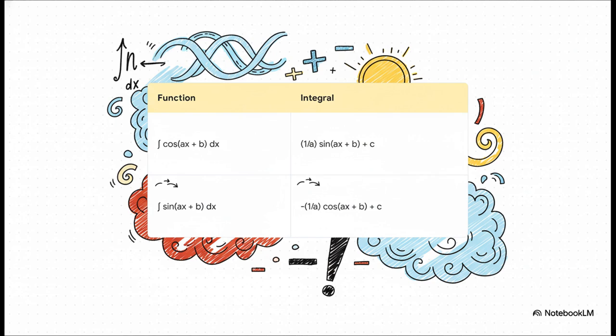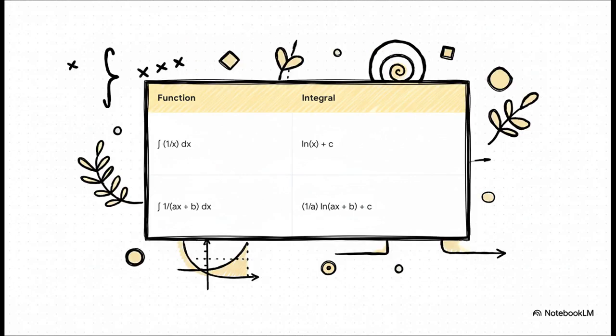The integral of cosine is sine. Simple enough, right? But, and this is a big but, be careful with sine. The integral of sine ax plus b is negative cosine ax plus b. And yeah, we still divide by a. That little sign change when you integrate sine is a classic trip-up, so definitely make a mental note of that one.